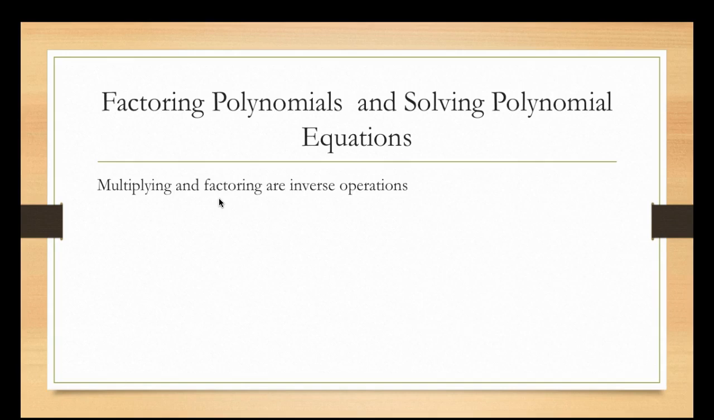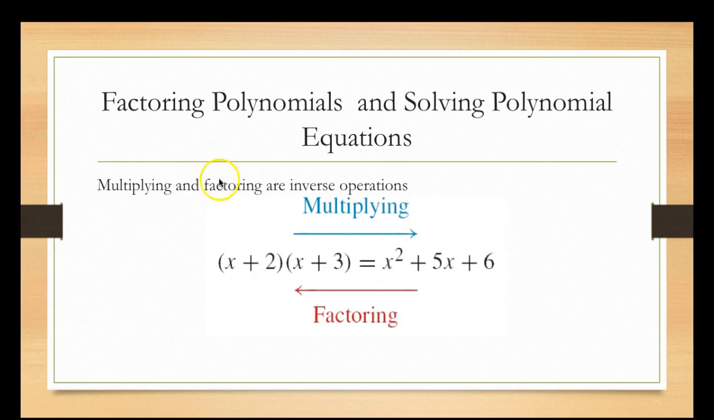Now this is a bit of review. We talked about this in the last lesson. Multiplying and factoring are inverse operations. So for multiplication, if I take these two binomials and multiply them together, x plus 2 times x plus 3, and it equals x squared plus 5x plus 6. Well, to factor, I would go from this quadratic back to these two binomials. So multiply goes in this direction, while factoring just goes back to the two factors.